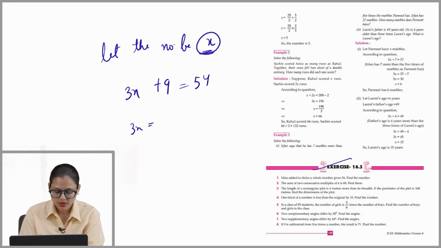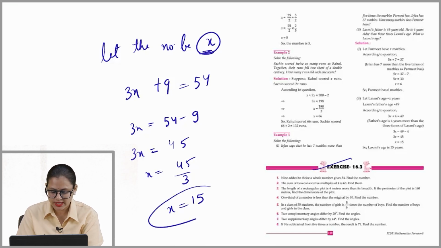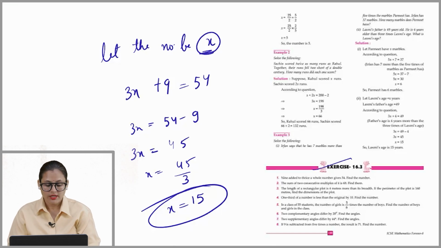3x is equal to 54 minus 9. Okay, 3x is equal to 54 minus 9, which is 45. So x is equal to 45 by 3 and x is equal to 15. So 15 is the number. Okay.